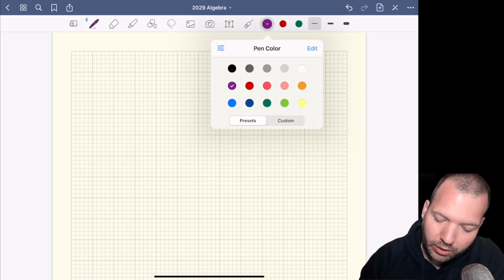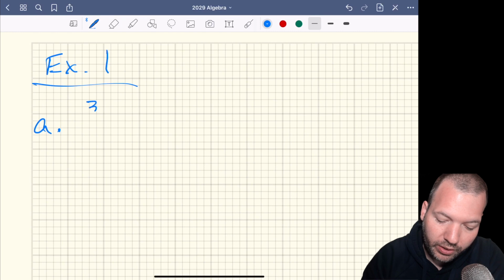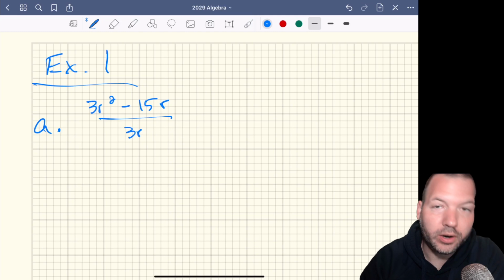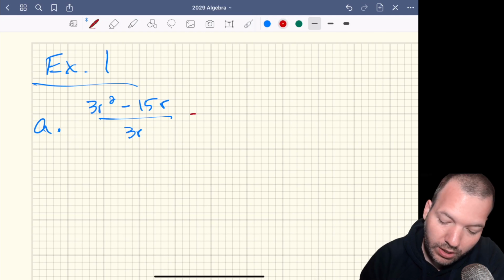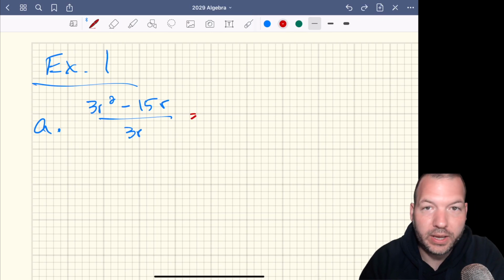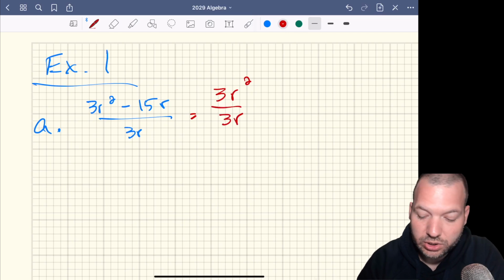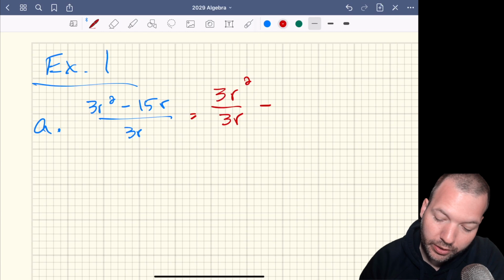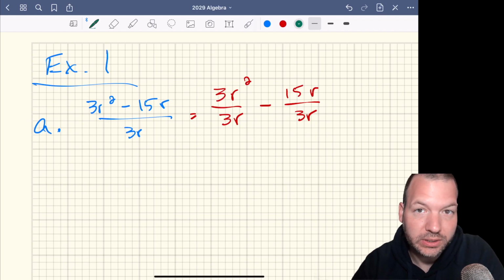So let's actually try that on example 1a and 1b, I suppose, in a moment. So for example 1a, we have 3r squared minus 15r divided by 3r. And you'll notice in this lesson, I mostly write the divided by signs as big fractions. Keeping in mind the principle we showed just a moment ago, I can't just randomly cancel out r's and hope that I end up with the right expression. But I can split this into two different fractions, 3r squared over 3r minus 15r over 3r. And then in each of those individual expressions, I can start canceling.